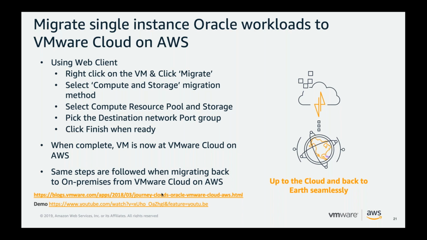By following the steps mentioned on the slide, wherein we choose the migration method, the resource pool, the storage, and the destination network port group, we can seamlessly and transparently migrate the single instance workload to VMware Cloud on AWS. The link below has the link for the demo, and it also has the link for the blog as well. Next slide, please.